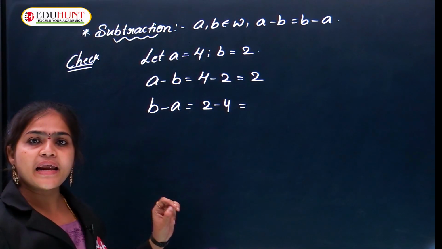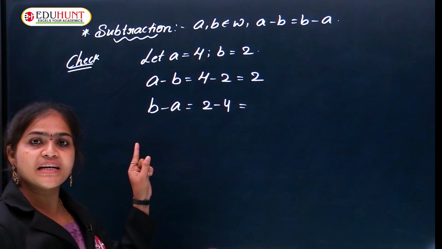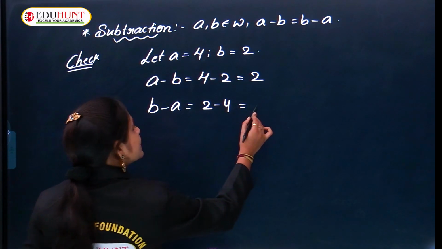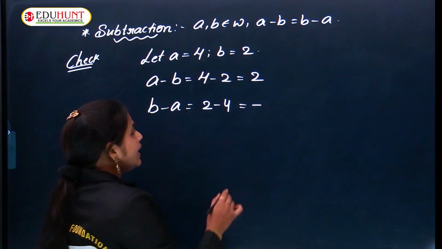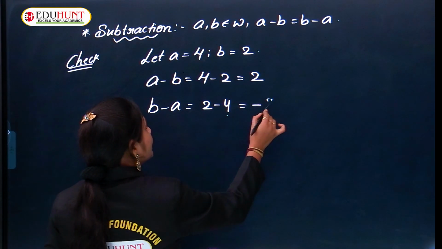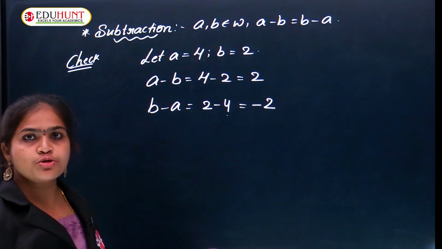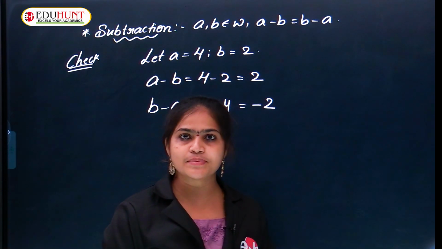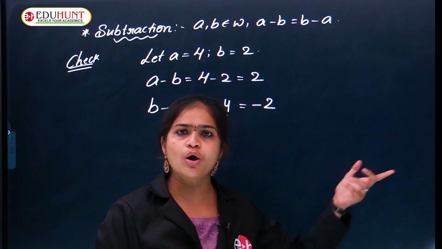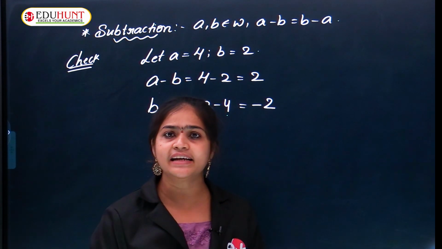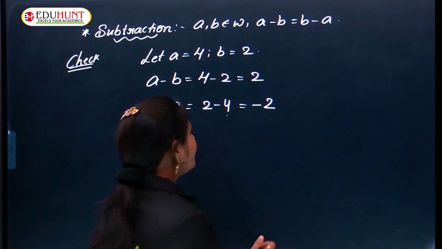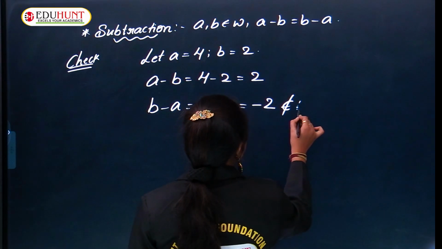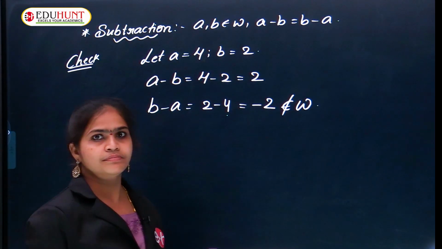When we are subtracting a bigger number from a smaller number, the answer is always negative. Here 4 minus 2 is equal to 2. Minus 2 is there in the whole numbers? In the set of whole numbers, can we observe minus 2? Minus 2 is not there in whole numbers. Minus 2 is related to integers. That's why minus 2 does not belong to whole numbers.